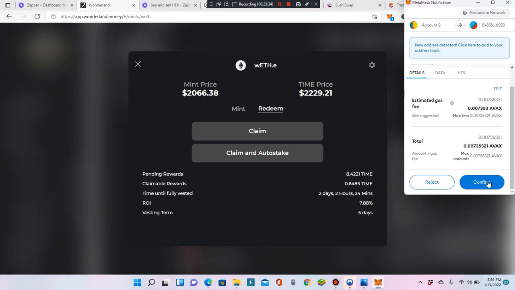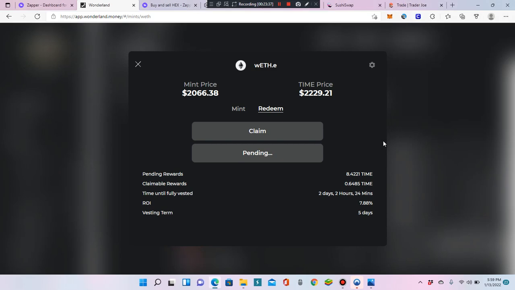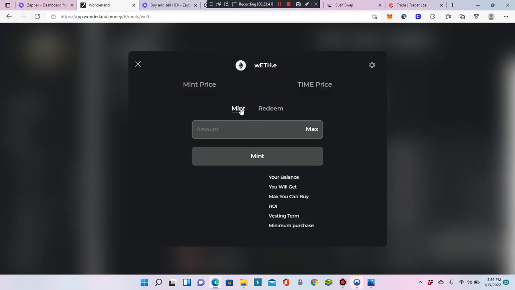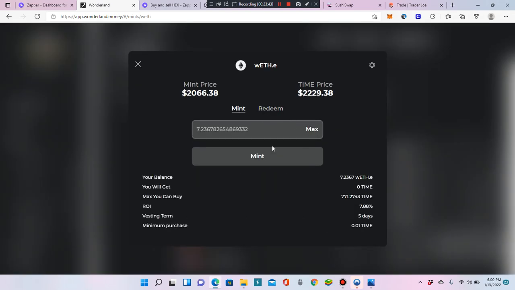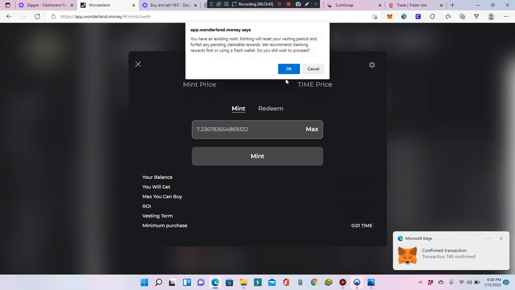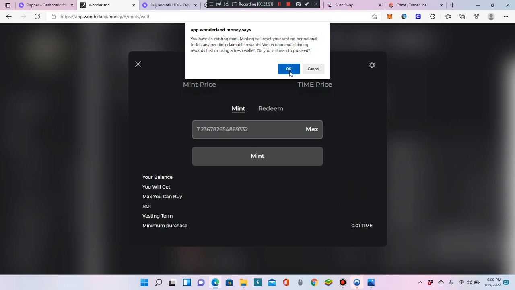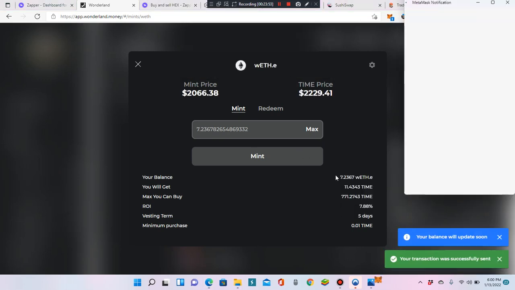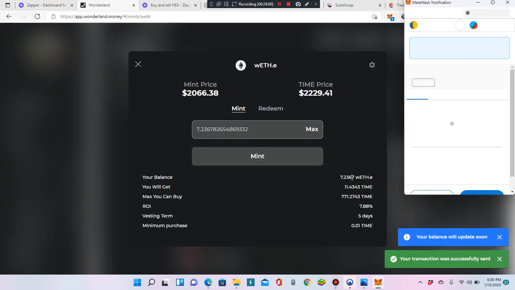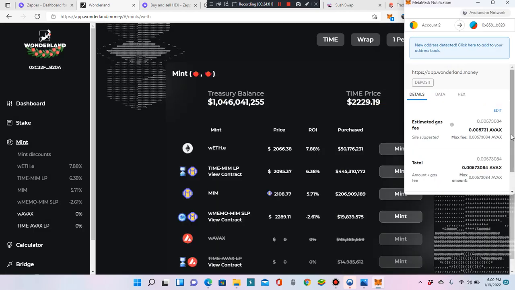Okay, because I already have an existing mint. So this is sort of like the existing mint hack. You come in here while it's pending, and then you mint the max, okay? And it's going to give you this error message that says you have an existing mint. I'm not going to read it all. Basically, it says it's going to take away the rewards. I just say okay, because every second I wait, more of this balance drips out into here. So I don't want that to happen.